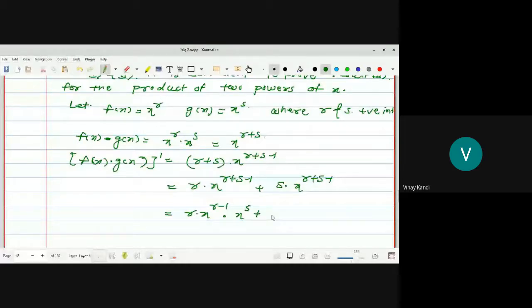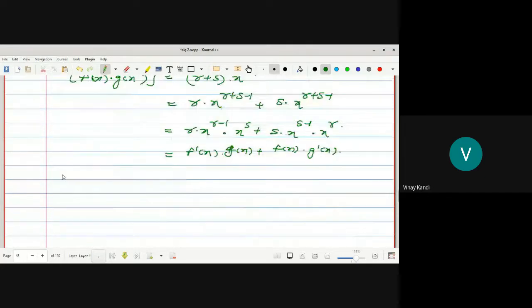x raised to r, s minus 1 into x raised to r. This implies f dash of x into g of x plus f of x into g dash of x. This implies the derivative of f of x into g of x, bracket derivative bracket dash, is equal to f dash of x into g of x plus f of x into g dash of x.